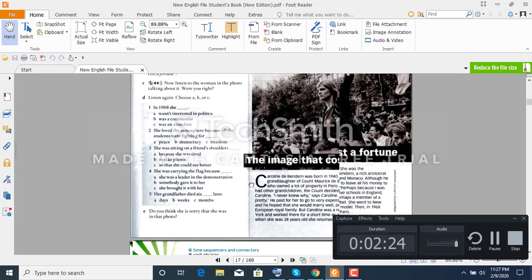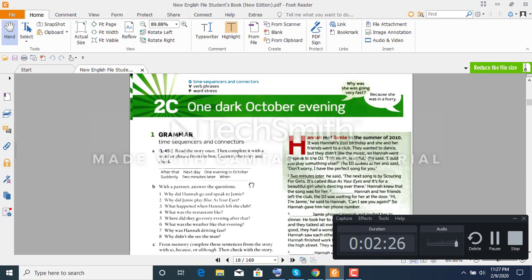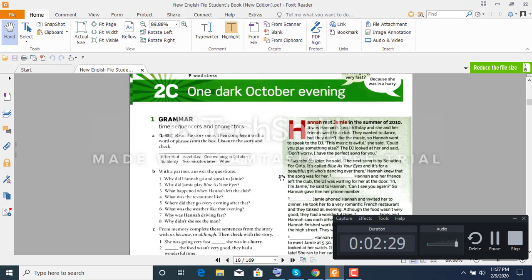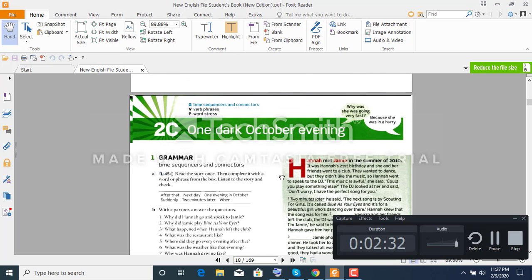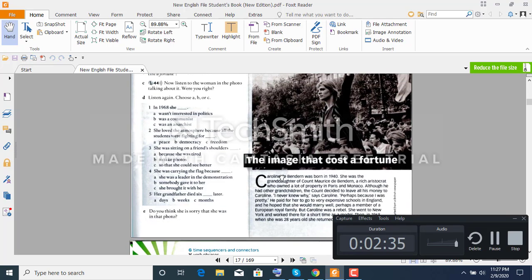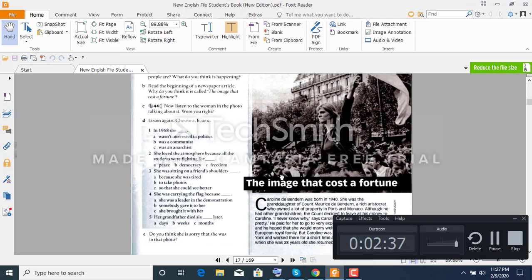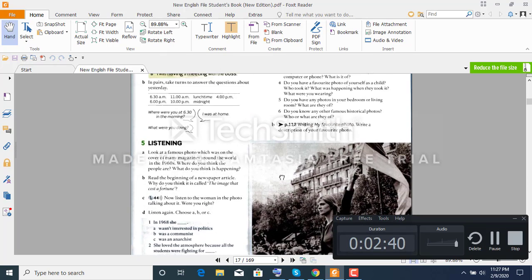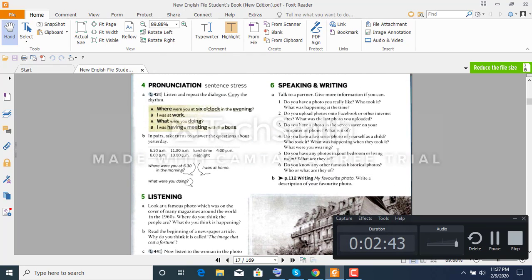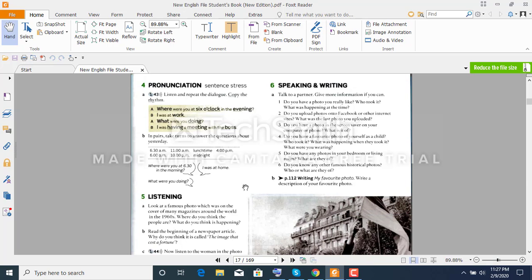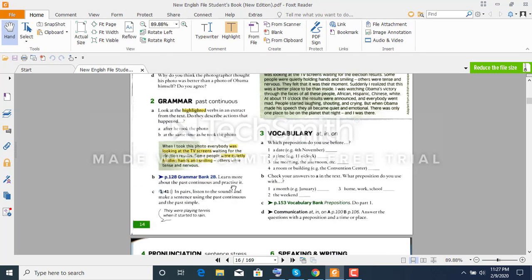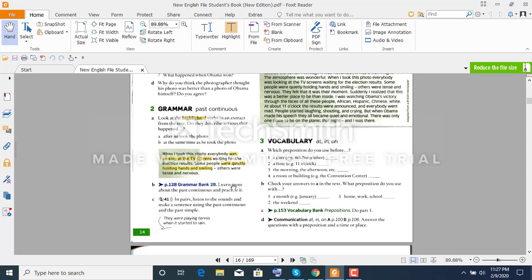Are you ready to learn again? Okay, very good. So, what was the last topic we had? Grammar. I'm sorry? Past continuous, right? Okay. So that is on page 13. So we were talking about past continuous.